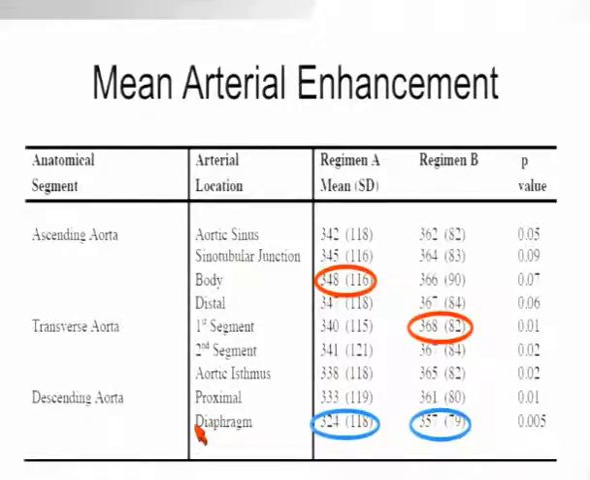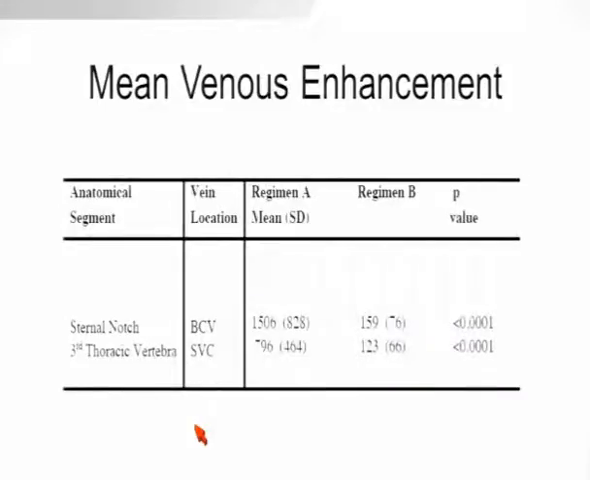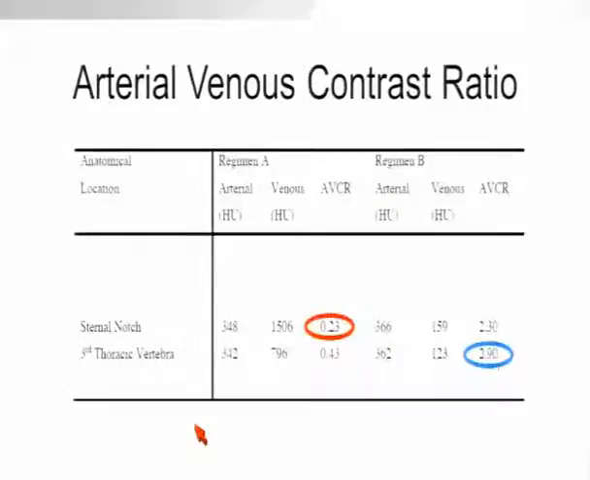When we looked at venous opacification at the superior vena cava at the same level of the mid-ascending aorta, we found in regimen A it was 1,500 Hounsfield units on average, and 796 at the SVC, because you could have the azygos vein going in there, so we'll definitely dilute it. Whereas in regimen B, we reduced that down to 159 and 123 Hounsfield units, and we had statistical significance.